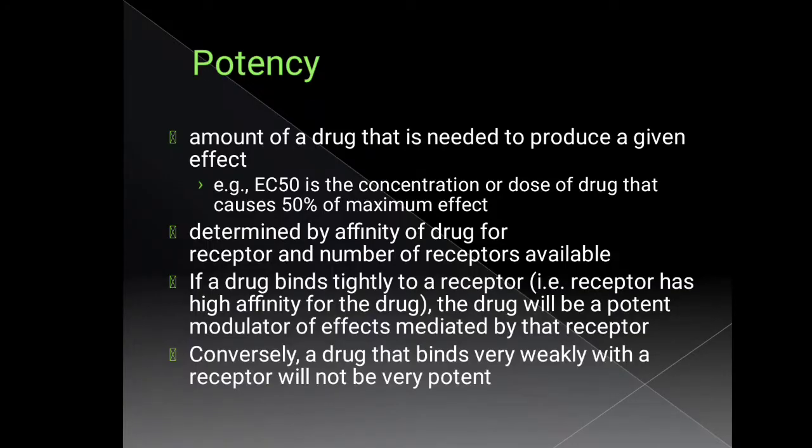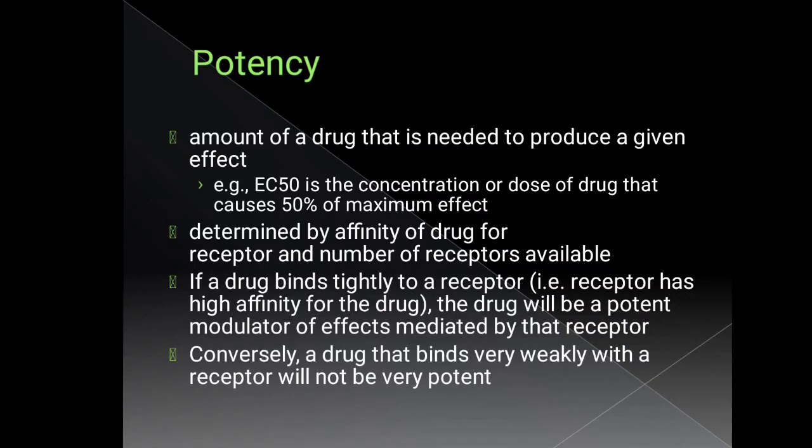Next, potency. Now, it is the amount of the drug that is needed to produce a given effect. For example, EC50 is the concentration or dose of drug that causes 50% of the maximum effect. It means the minimum quantity of the drug which produces the maximum activity. It is potency. It is determined by the affinity of the drug for the receptor and the number of receptors available. If a drug binds tightly to the receptor, the receptor has the highest affinity for the drug.